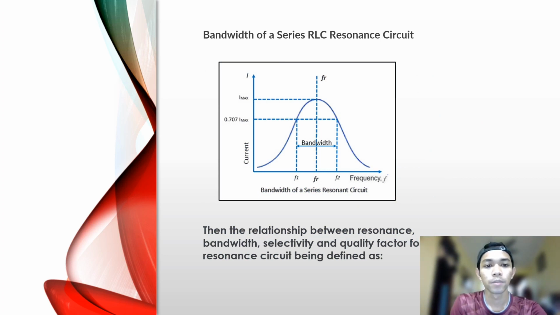For the bandwidth of a series RLC circuit, as you can see, this is a diagram for the bandwidth of a series resonance circuit. If we want to get fr for the bandwidth, we can get the center from f1 and f2 from frequency and current, or Imax. The relationship between resonance bandwidth, selectivity and quality factor for a resonance circuit is defined as follows.